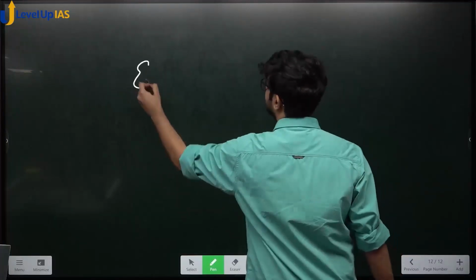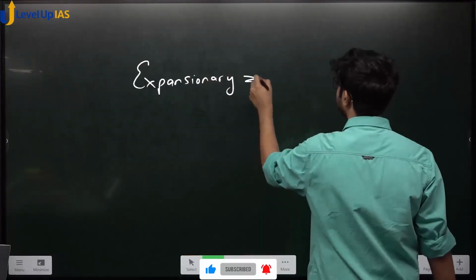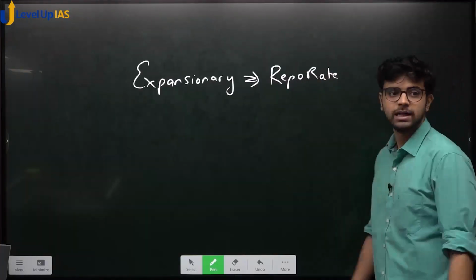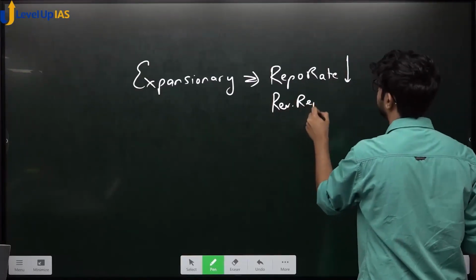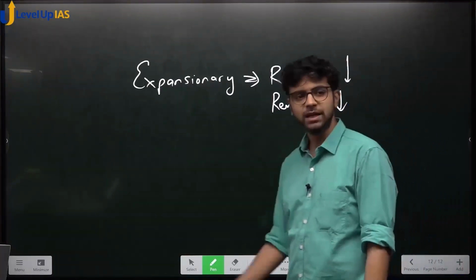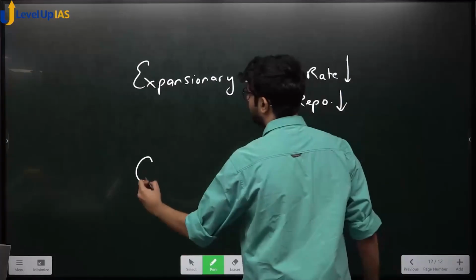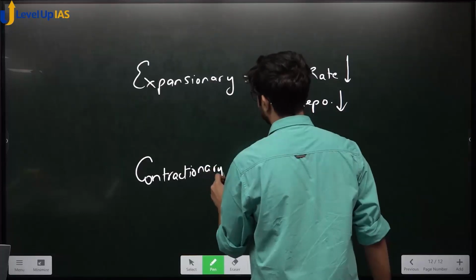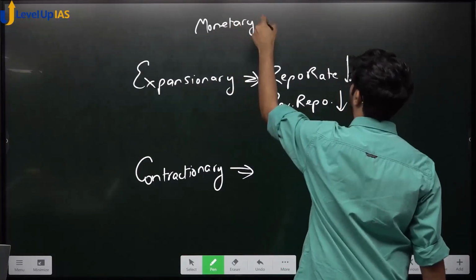So in expansionary, what happens to the repo rate? Increase or reduce? Reduce. What happens to the reverse repo rate? Reduce, because it makes it difficult for banks to keep money with RBI or to lend money to RBI. So instead of lending it to RBI, they lend it to people. Samjha? What about contractionary? Opposite. And we are talking about which policy here? Not fiscal policy. We are talking about monetary policy.